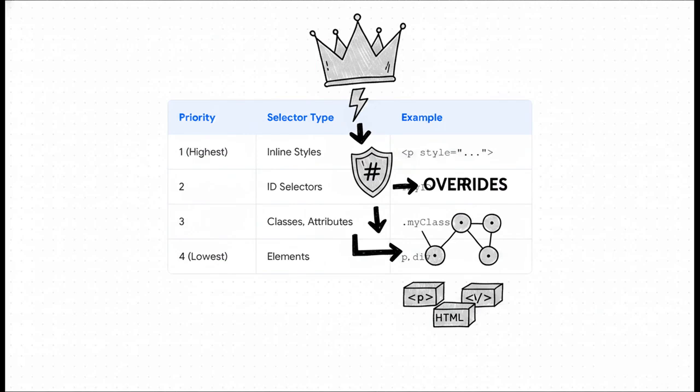The most powerful, the ultimate VIP, is an inline style. Right below that, you have an ID selector, then come classes, and finally, at the bottom, are the basic element selectors. This means an ID selector will always override a class selector style, no contest.